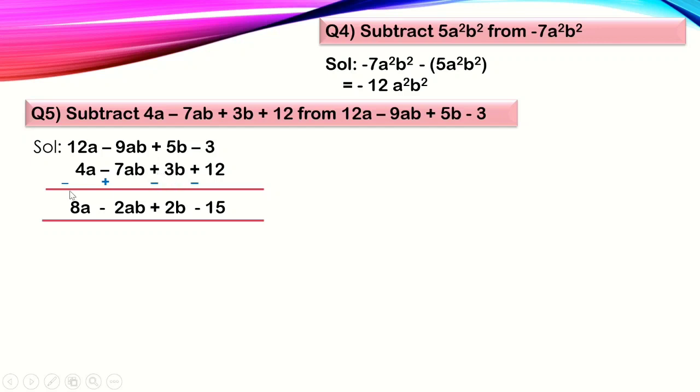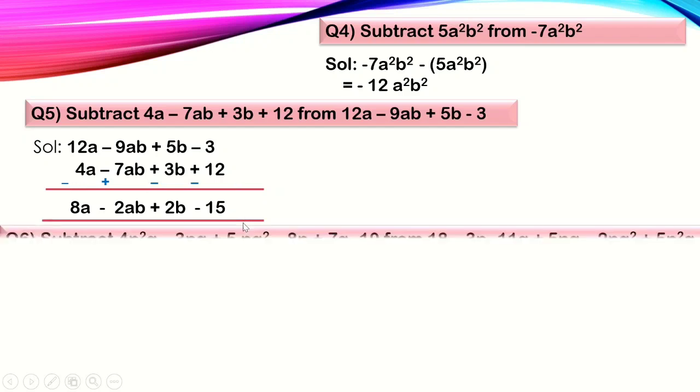When you are writing this in the notebook, please leave one row over there and put these signs prominently so that they are visible. The sign should be visible. The change of sign should be visible. Fine. And then you know how to simplify it.